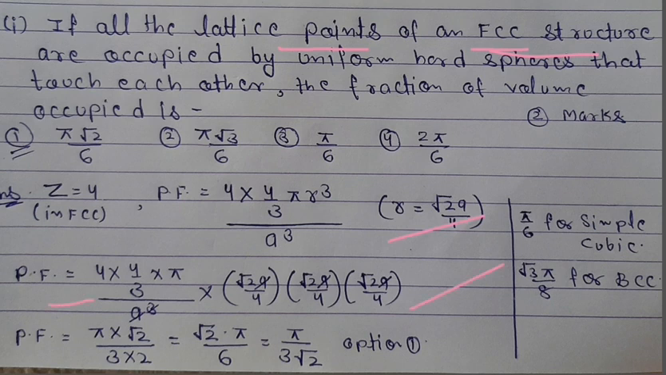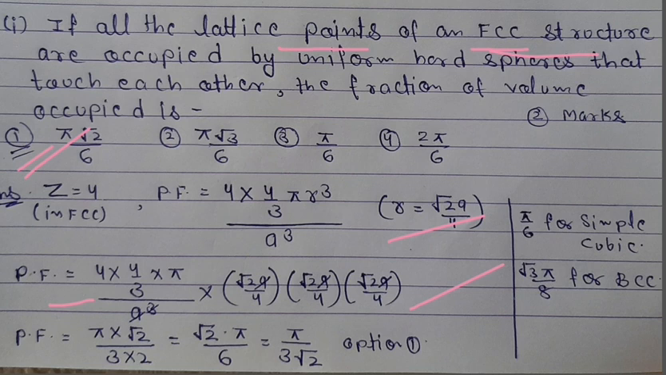So now put all the values in the formula of packing fraction. This is the calculation for your answer. And when you calculate all these, your packing fraction should be root 2 pi by 6 or pi upon 3 root 2. That is option number 1. So option number 1 is your answer.